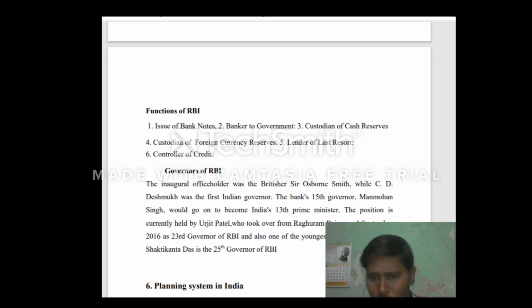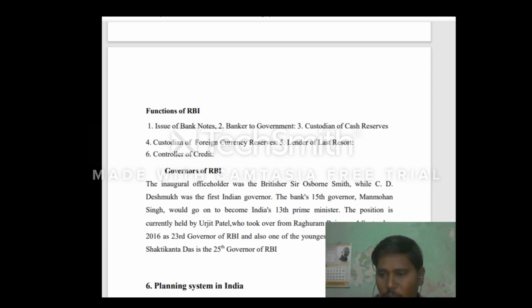Lender of the last resort. As I told you, if any bank has a financial problem, in the end the RBI will escort them. That is what is referred to as the lender of the last resort. And controller of the credit. In fact, RBI has the right to control the credit, and it has the right to boost the credit in the Indian economy.